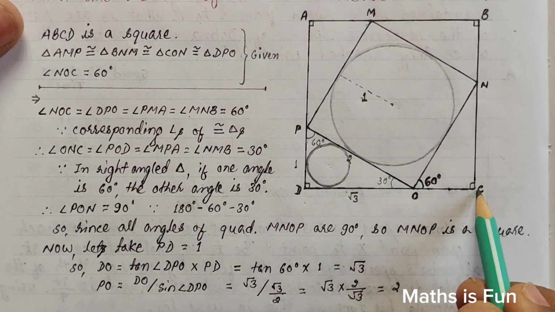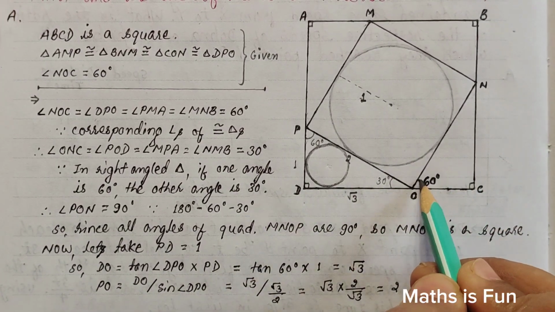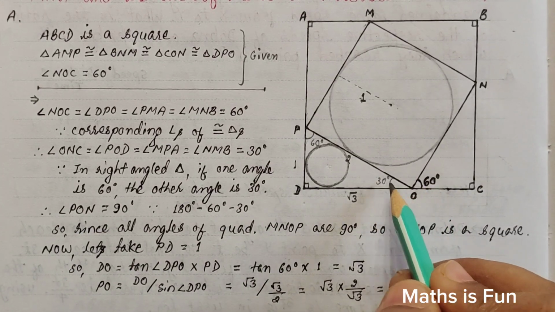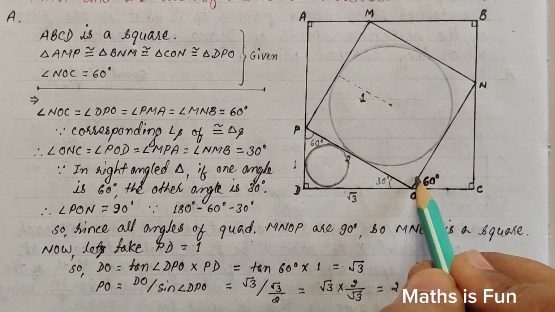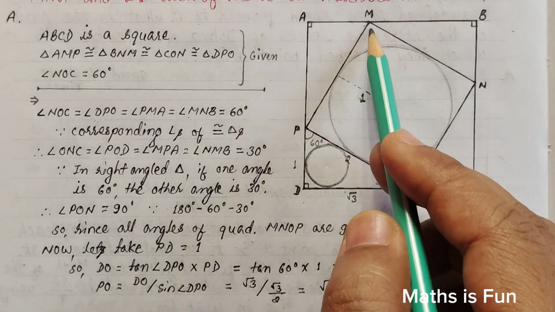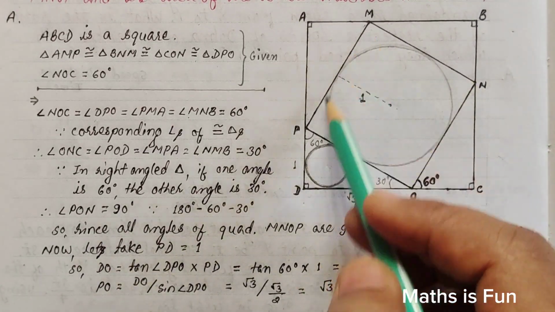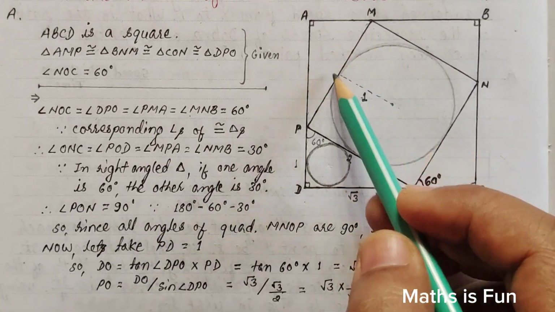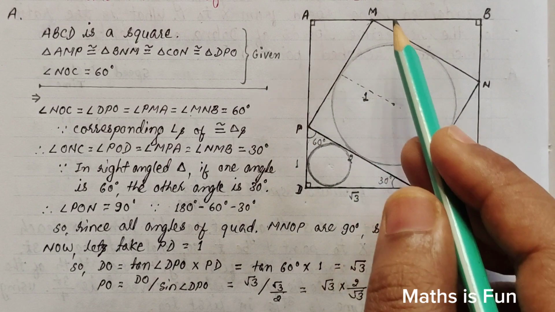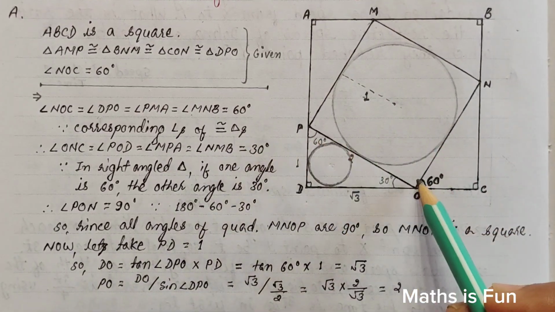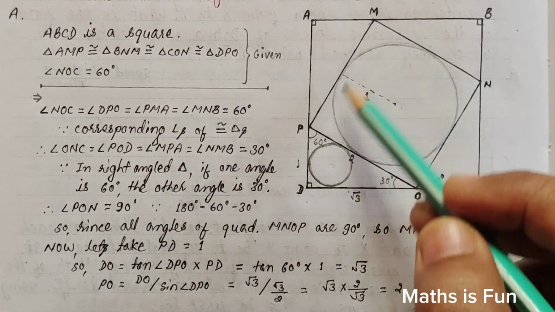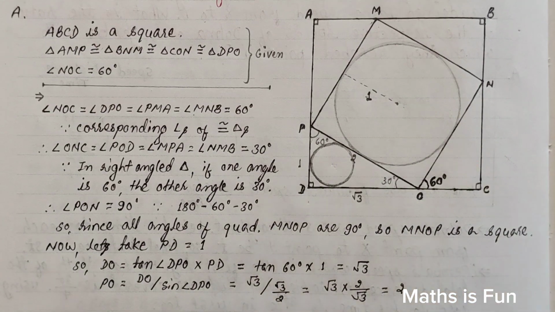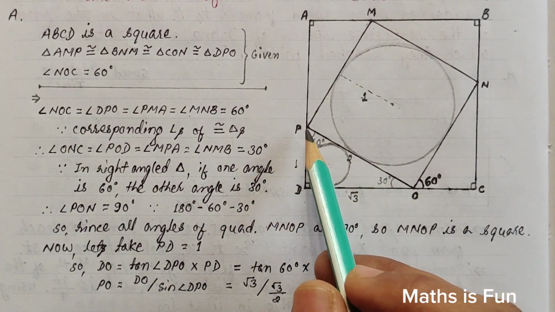Now DC is a straight line, so it is 180 degrees. This angle is 60 degrees, this angle is 30 degrees. So we can subtract 60 plus 30, 90, from 180, and we get that this is 90. So if this is 90, this is also 90, this is also 90 and this is also 90. And since all these sides belong to congruent triangles and the sides of congruent triangles are the same, these sides are also the same, and this quadrilateral has 90 degrees in all its angles. So we can say that MNOP is a square.